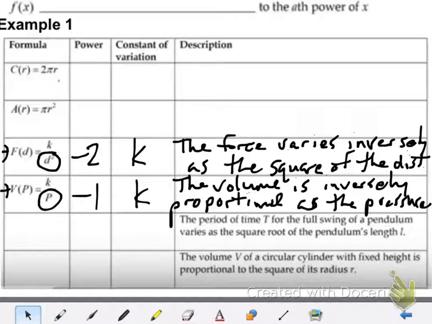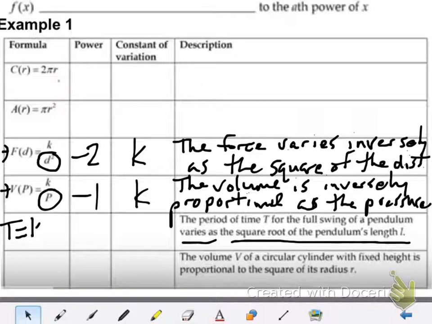Well, the period of time t for the full swing of a pendulum varies as the square root of the pendulum's length L. Okay, well, period of time t, so that's t equals, it varies. Now again, it doesn't say directly or inversely. Like we said before, if it says just varies, that means we're automatically going to have a positive power. Now, it says the square root of the pendulum's length L.